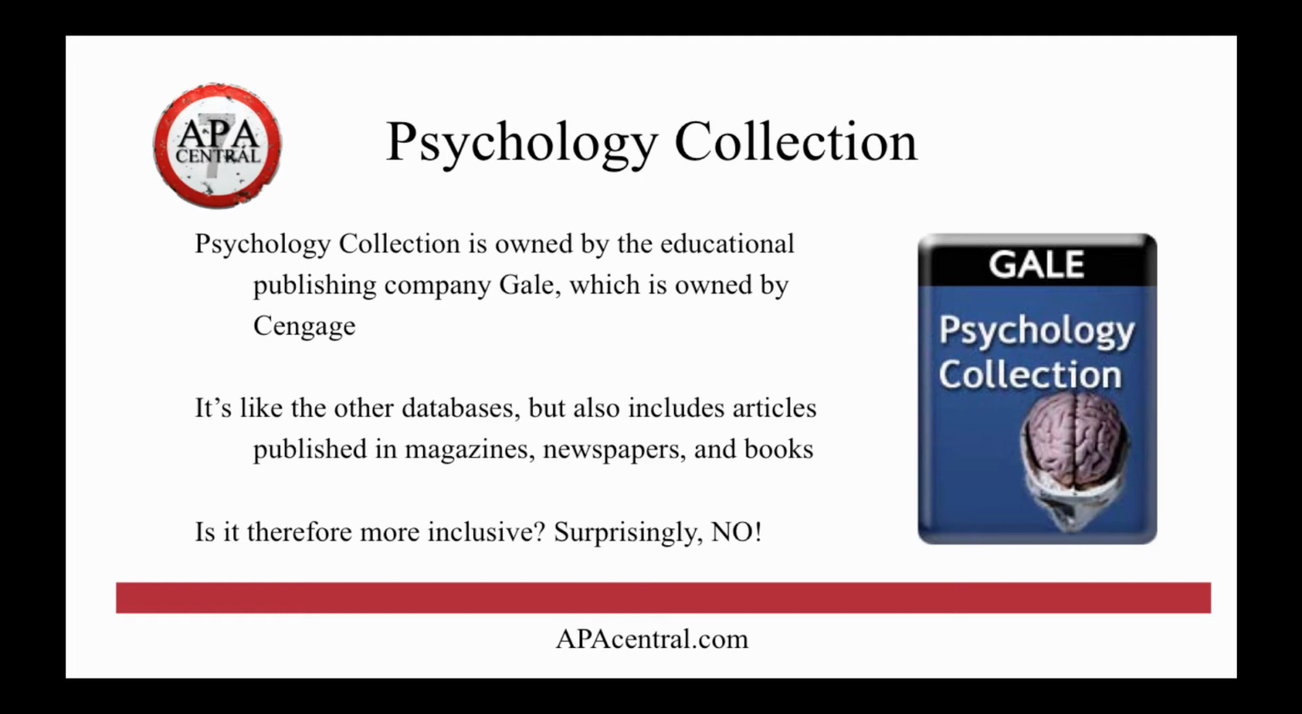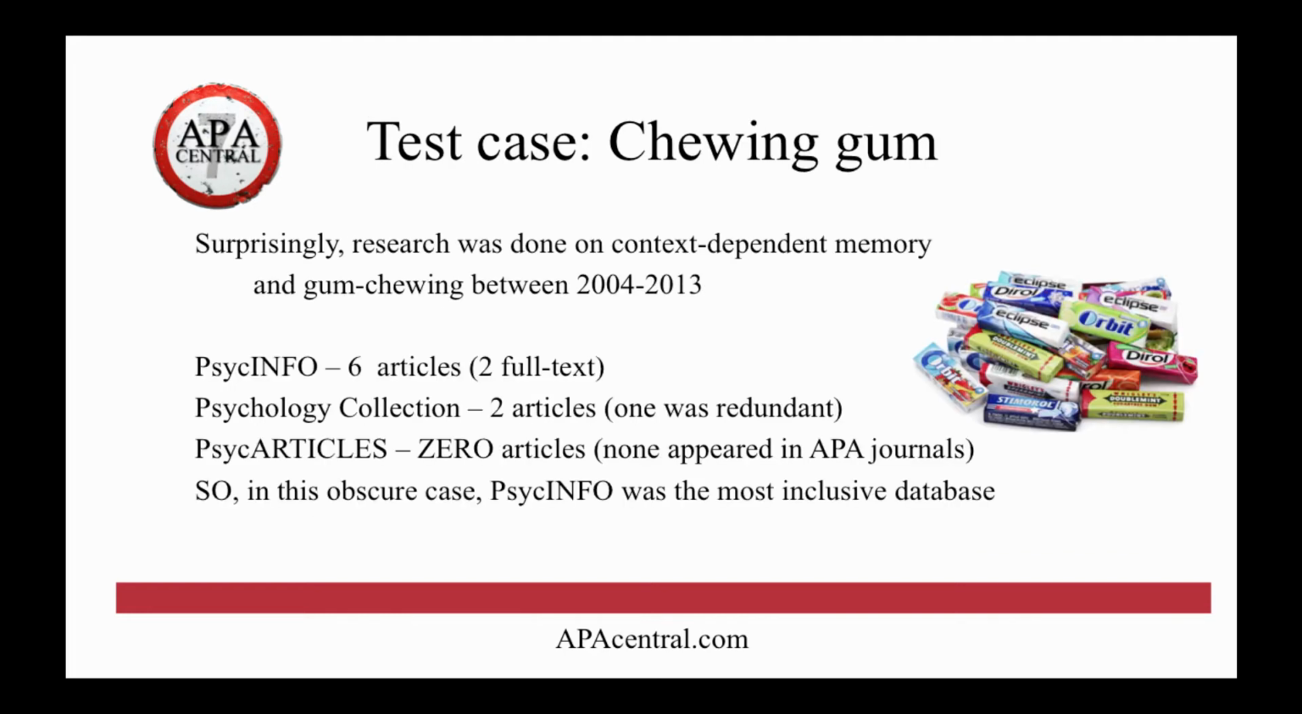And so bearing that in mind, let's do the test case of chewing gum. For whatever reason, this was a hot topic between 2004 and 2013. And what it's really looking at is the context-dependent memory of chewing gum. So learning material when you're chewing gum and then trying to recall it either when you're chewing gum or not.